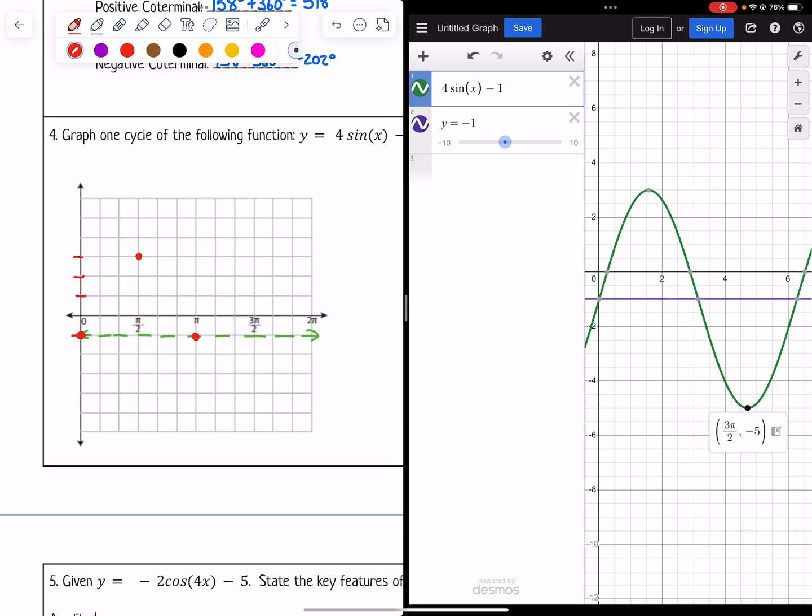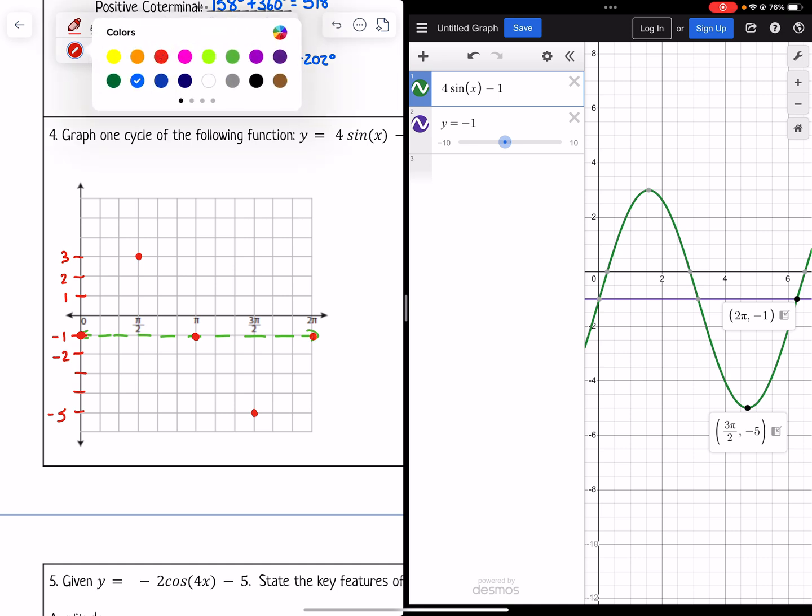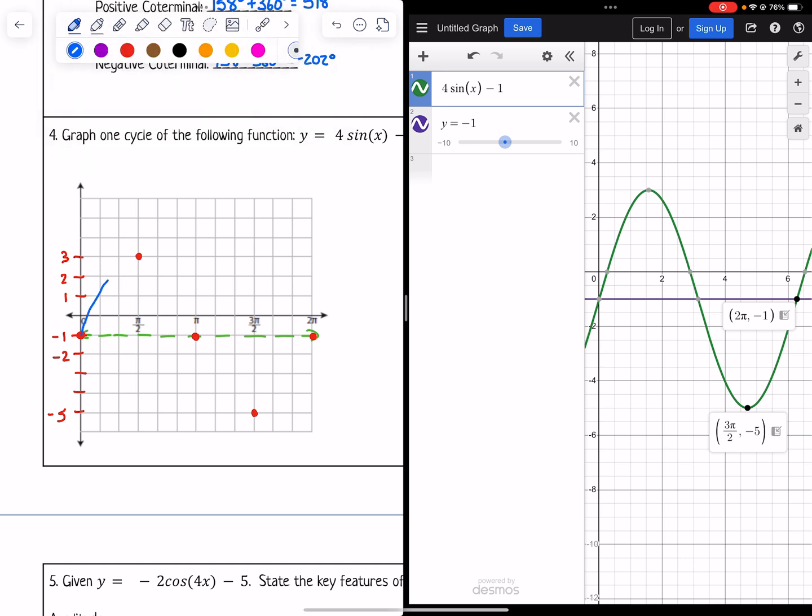So let's go down. This is 1, 2, 3. This is -1, -2, -3, -4, -5. So I just need that dot. And then I need to come back up to 0, or excuse me, -1, because that's my midline, which would normally be 0, but it shifted down. So that's why it's at -1. Then you just want to sketch as best you can that S shape. Since it's a sine graph, it looks like an S.